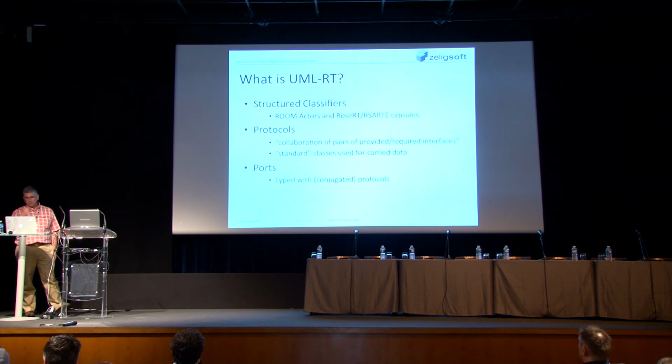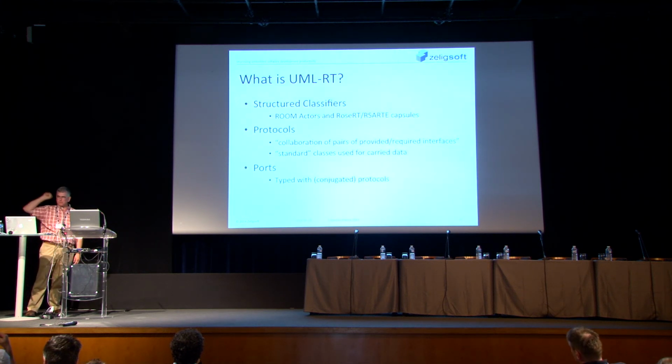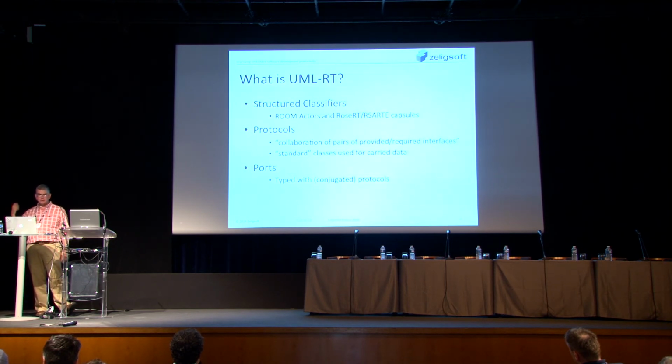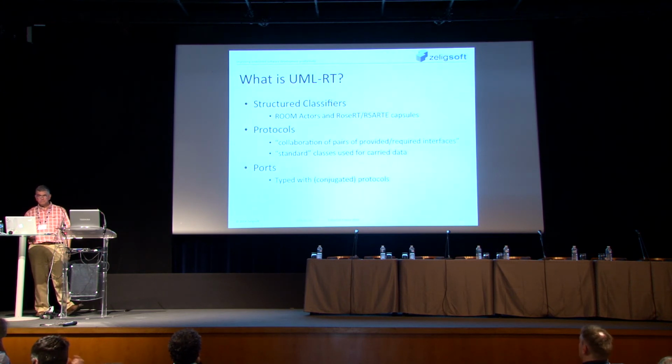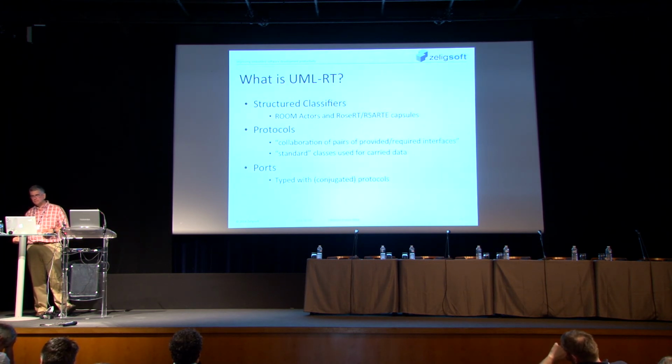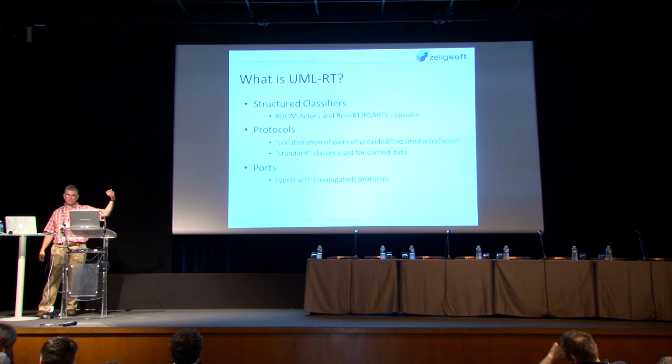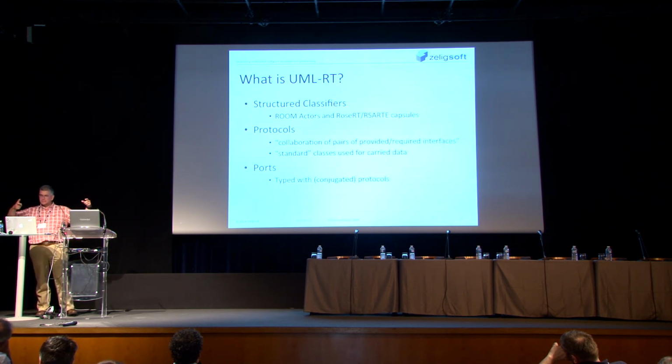So UML-RT only has three major structures associated with it. It uses structured classifiers, which used to be ROOM actors or Rose RT and RSA-RT capsules. Basically, a classifier that holds both behavior and structure. It has protocols. A protocol is basically a collaboration of pairs of provided and required interfaces. So one port would have this protocol, a provided and required interface, and a connecting port would have the same provided and required interfaces, but conjugated.